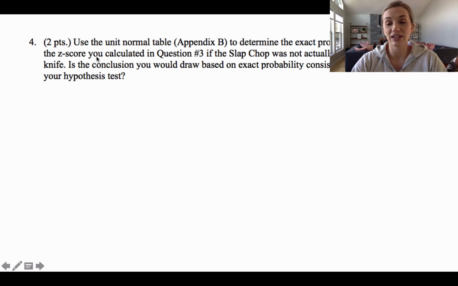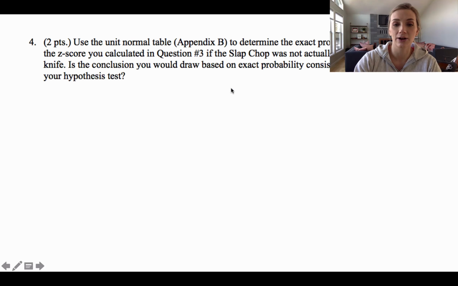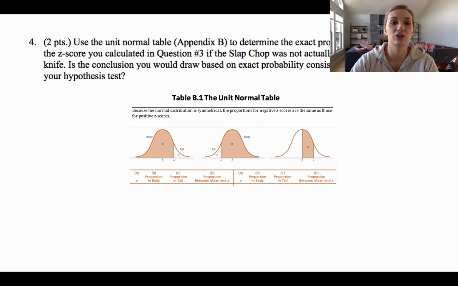So the next question, the last question, asks to use the unit normal table to determine the exact probability of obtaining the z-score we got in question 3. What is the exact probability of getting a z-score that extreme or higher? If the slap chop is actually not more efficient than a knife, so if the null hypothesis is true, how unusual would it be to get a z-score that extreme or more extreme? So to answer this question, we again have to look at the unit normal table as indicated in the question.